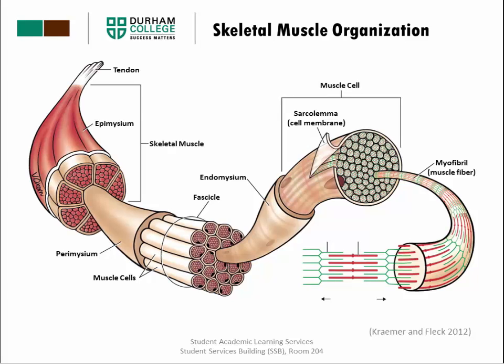The muscle fibers are made up of repeating protein units called the sarcomere. The sarcomere is made up of multiple proteins, but the two major ones are actin and myosin.